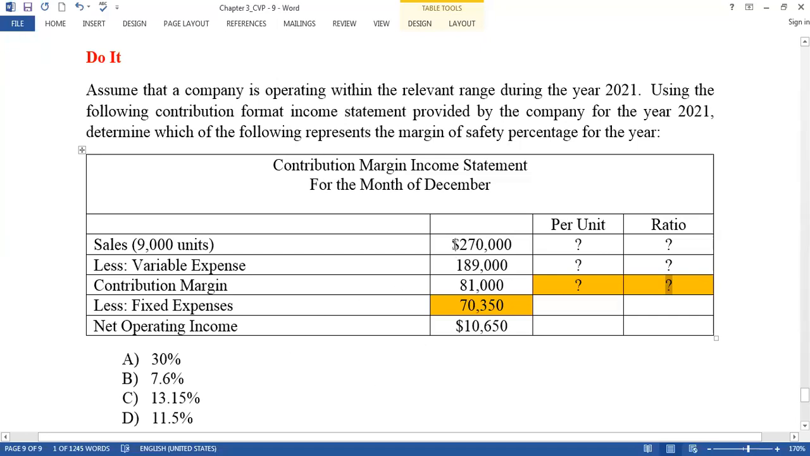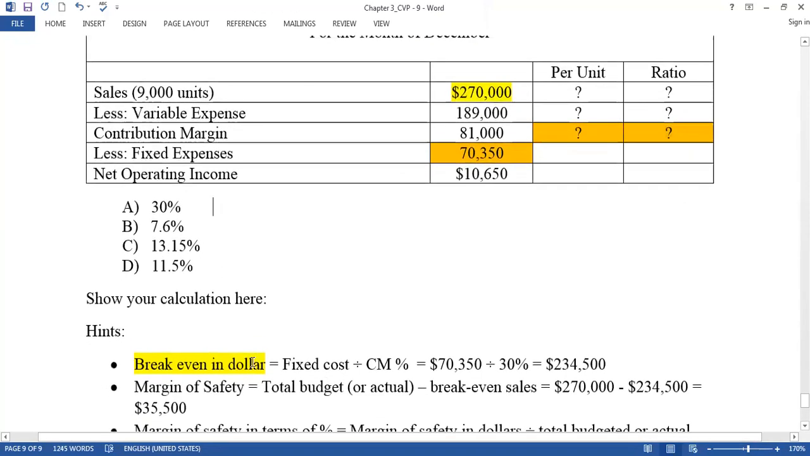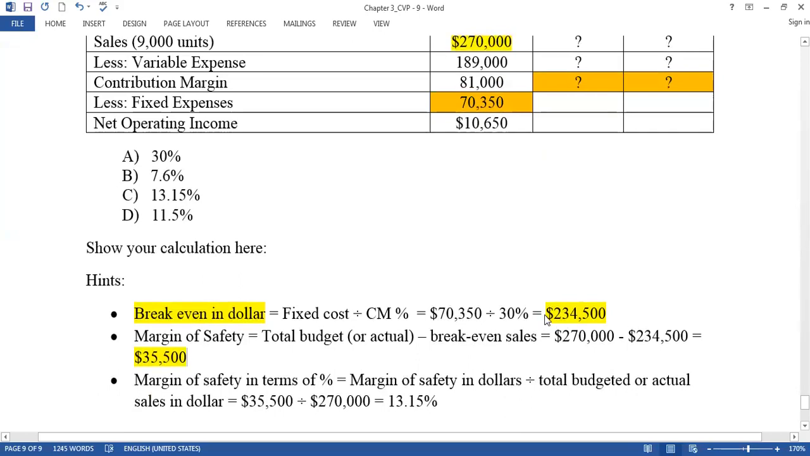Then we can get break even sales, right? And what is the formula of margin of safety? Margin of safety means actual sales minus break even sales. So first we have to calculate break even sales. Break even sales means fixed cost divided by CM ratio. And how to calculate the margin of safety? Margin of safety means actual sales minus break even sales. So first we calculate break even sales. Then we calculate margin of safety.